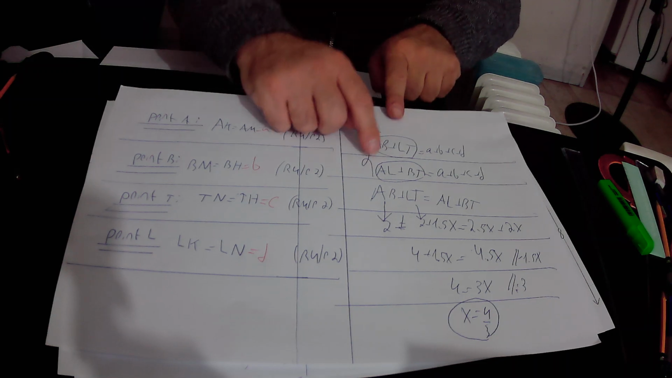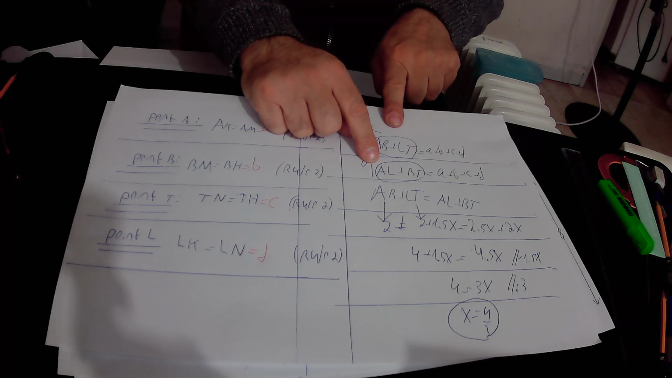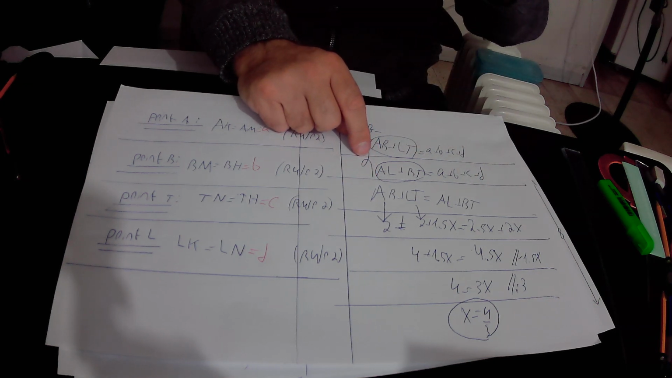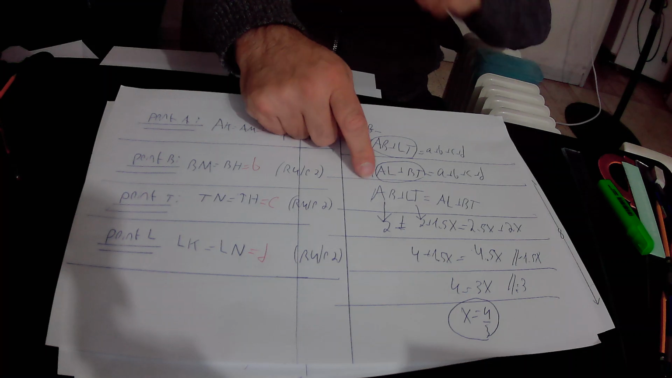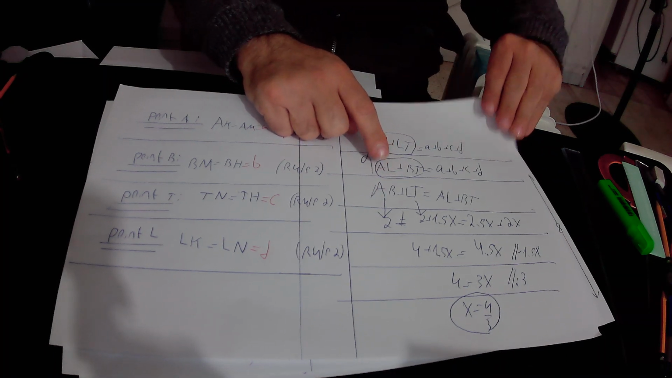Those two expressions both equal A plus B plus C plus D, therefore they are equal to each other. That is to say, AB plus LT equals AL plus BT. AB is 2 plus LT. What is the length of LT?